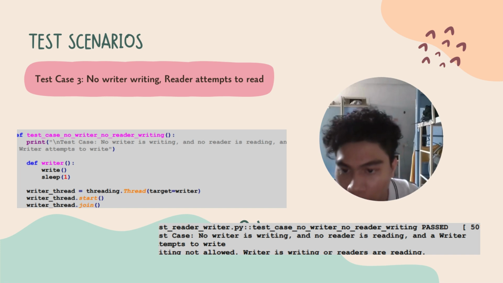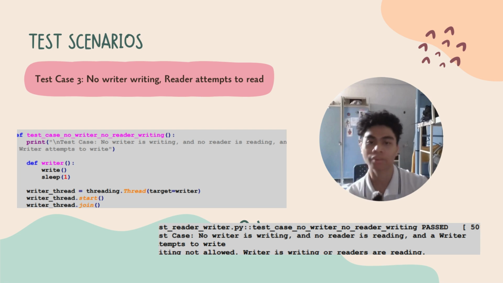So here, writing not allowed. Writer is writing or reader are reading. This is because the system will check, as I mentioned before, if any reader are reading or if a writer is already writing. Since no one is currently accessing the resources, the system still thinks a writer is waiting to write, and therefore the new writer is not allowed to write.